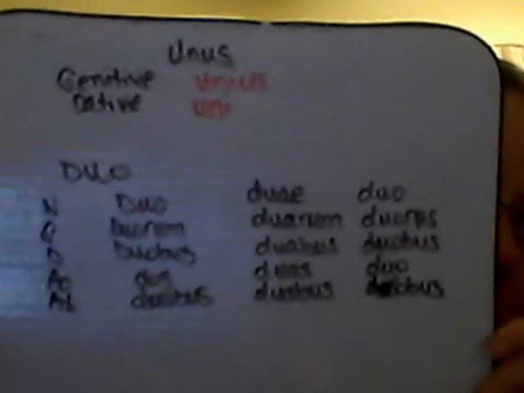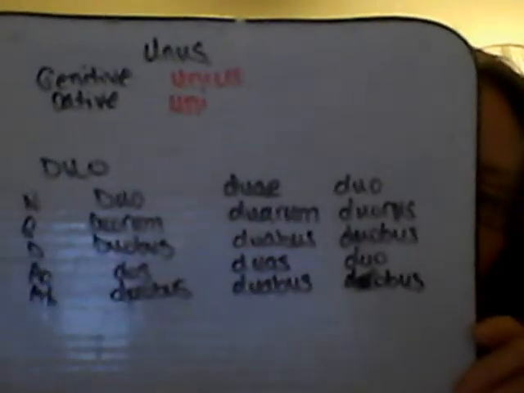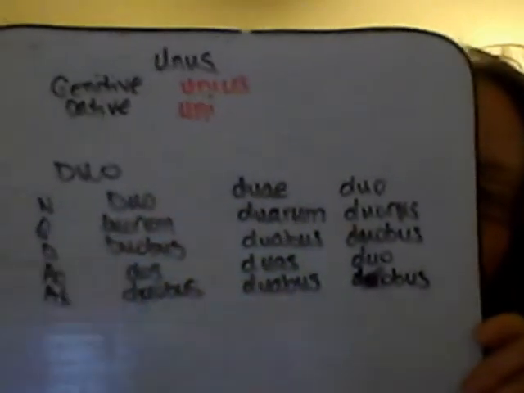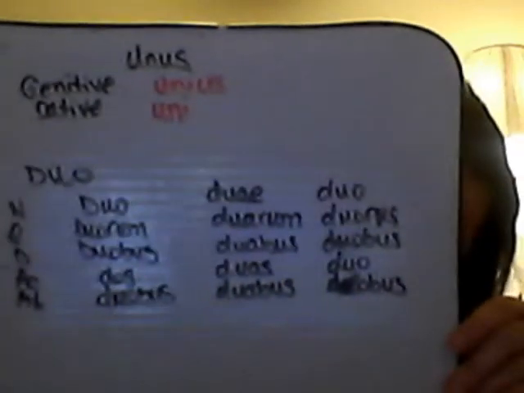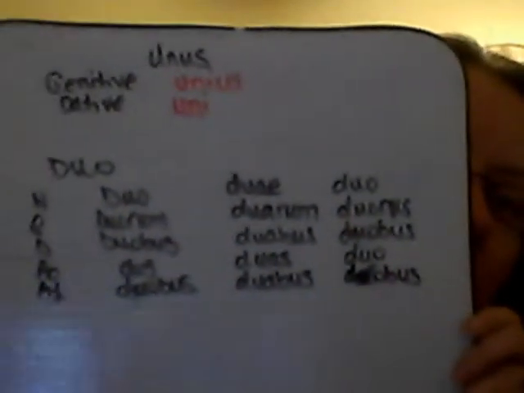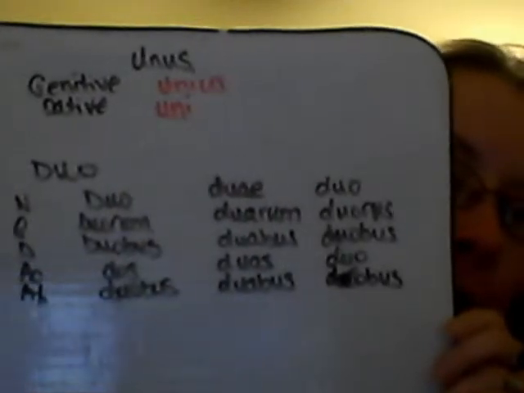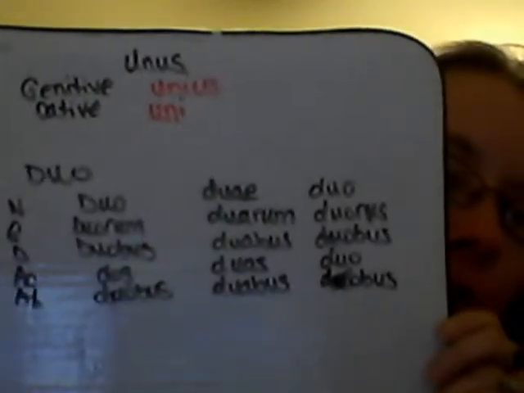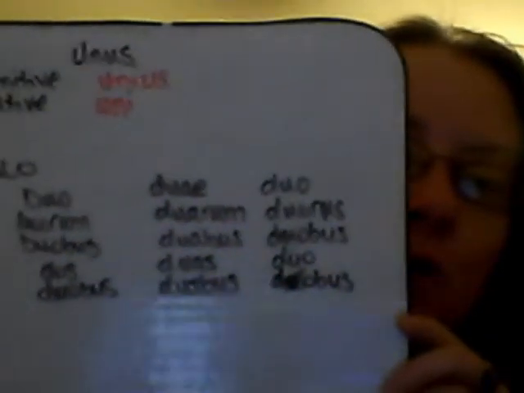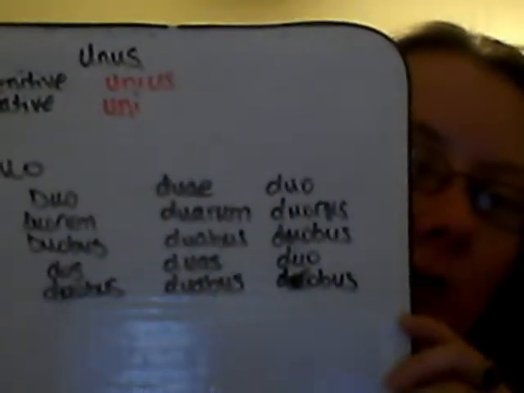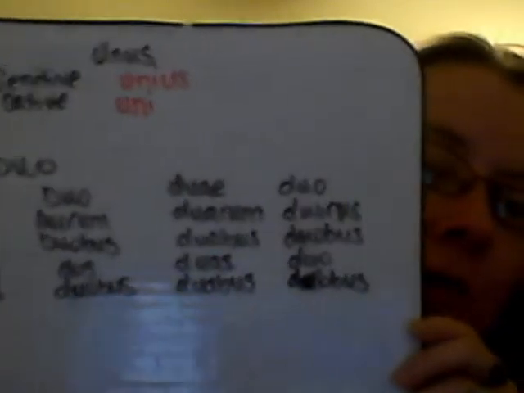Since it's irregular in genitive and dative, it's unius in the genitive and uni in the dative, and that's across the board for the masculine, feminine, and neuter. And duo in masculine is duo, duorum, that's D-U-O-R-U-M, duobus, duos, duobus, and that's D-U-O-S, kind of put together. Feminine is duae, duarum, duabus, duas, duabus, and the neuter is duo, duorum. That should be an M, sorry.